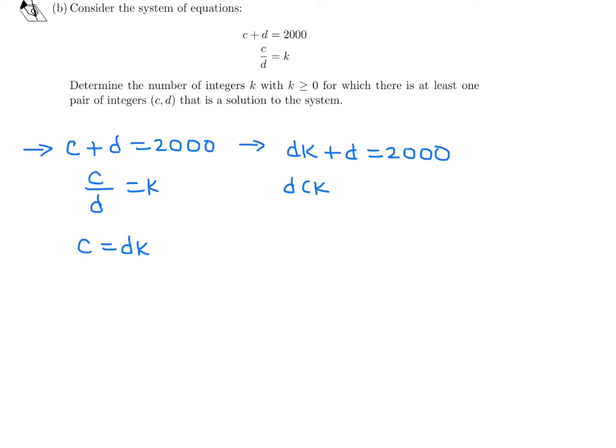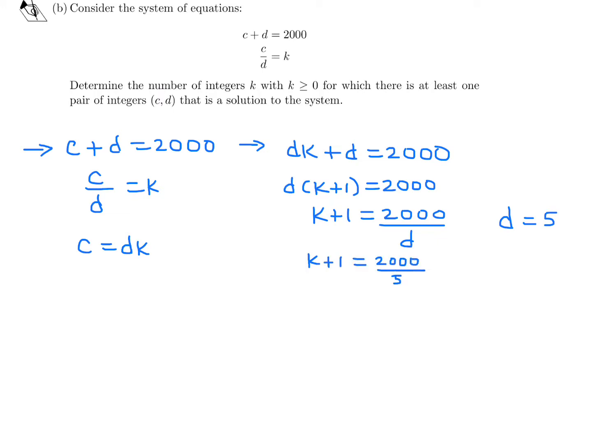Factor out the d and I get k plus 1, and that is equal to 2000. So that means k plus 1 is equal to 2000 over d. Well, they're telling me that k is an integer. So the only way k plus 1 will be an integer is if d is some divisor of 2000. For example, if d was equal to 5, then you'd have k plus 1 is equal to 2000 over 5, which is 400, I hope. And therefore k would be 399, right? So that's just an example.